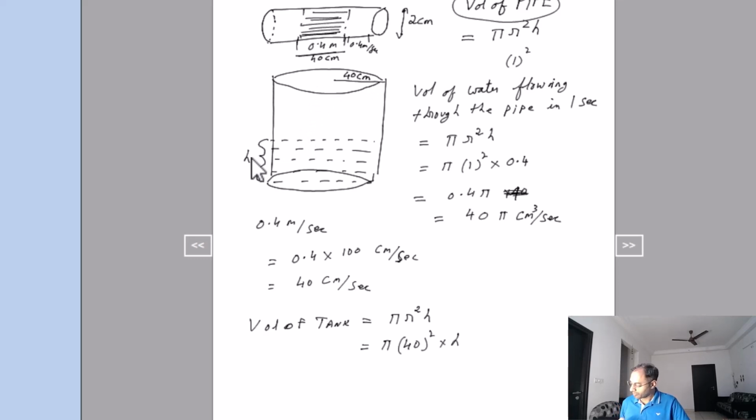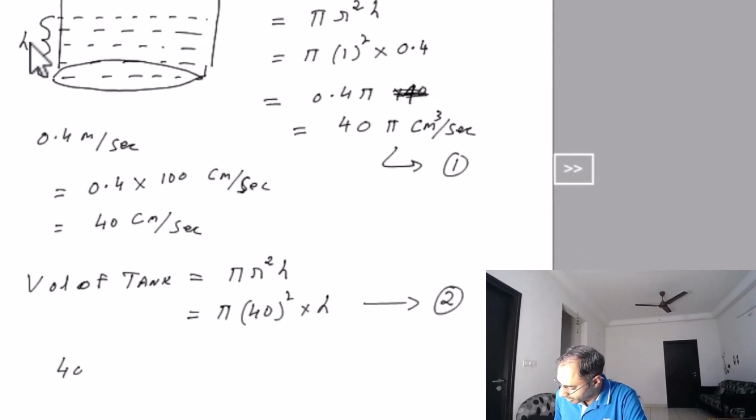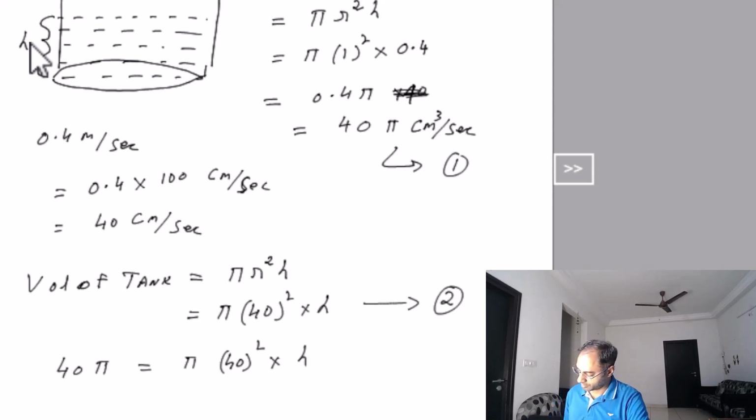Correct? So this is the volume. Now this is the volume of the pipe that water is flowing every second, and this is the volume of the tank. Now if we equate these two equations, 40 pi equals pi into 40 square into h. Okay, now we have equated this, but there's one thing that is still missing.